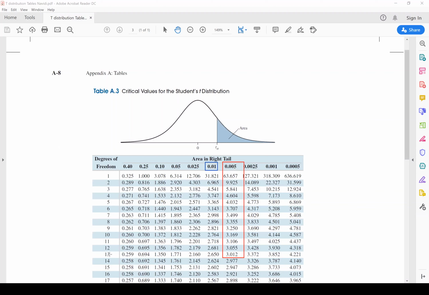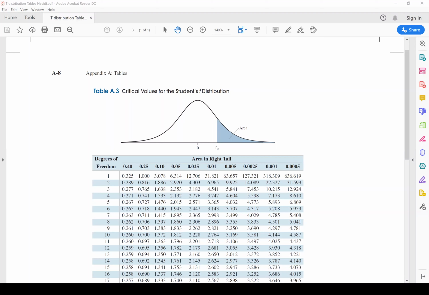The degrees of freedom is 13, because we have 14 minus 1. Everybody see that this is my critical value here. My critical value is 3.012. Again, they give us 0.01 as an alpha, but because it's a two-tail test, we need to take that alpha and divide it by 2. And that is why I'm looking at the column of 0.005 and not 0.01.